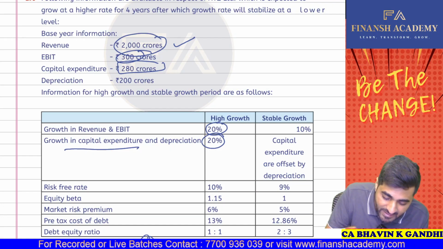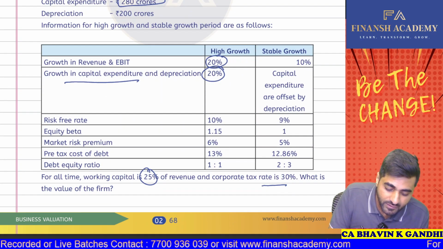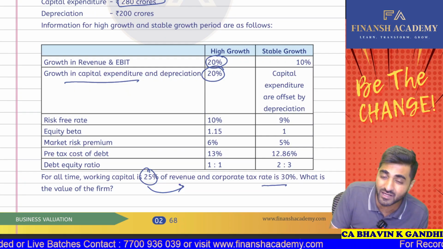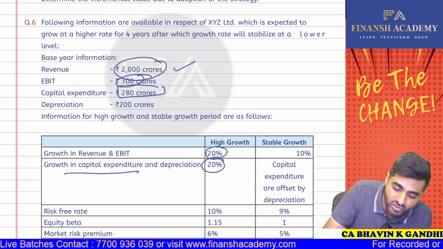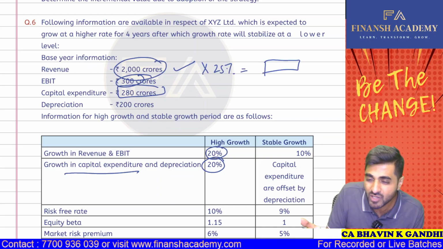Your working capital increase is going to be there. Why will there be a working capital increase? Because, as you all know, working capital is 25% of the revenue. So first the revenue was 2000. If you multiply it by 25%, this was the working capital which was required.